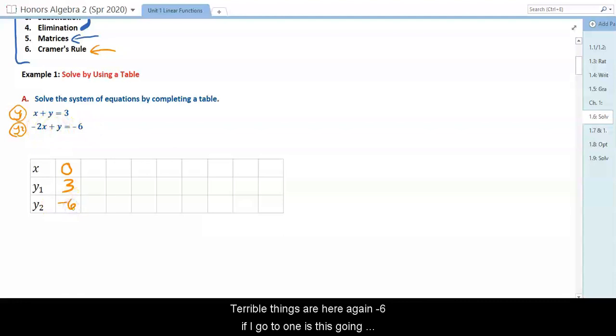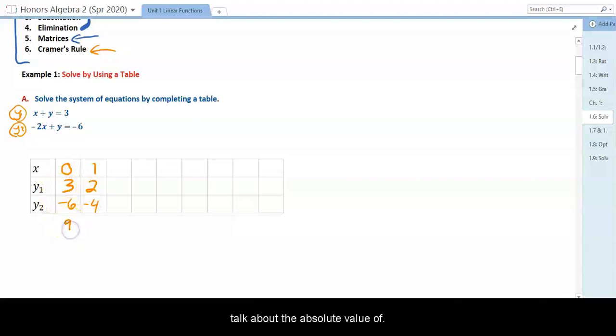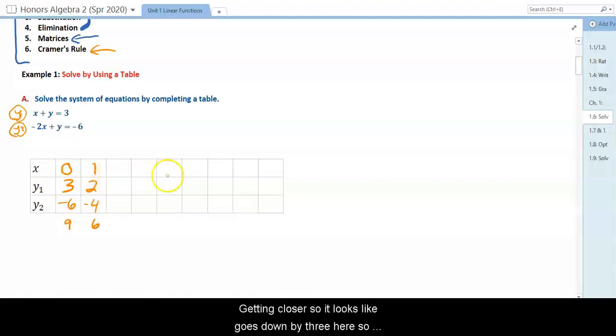So the question becomes, if I go to 1, is this going to get closer or further away? Plugging in 1, I would subtract the 1 to get 2 for this y. Put the 1 in here, I get negative 2. Add that across, we get negative 4. And we look at how far apart these are. These were 9 apart when we talk about the absolute value of it, and these were 6 apart. So are we getting closer or further away? We're getting closer.